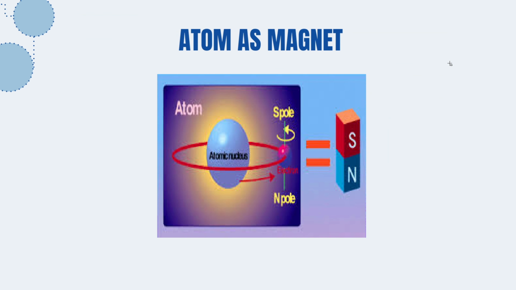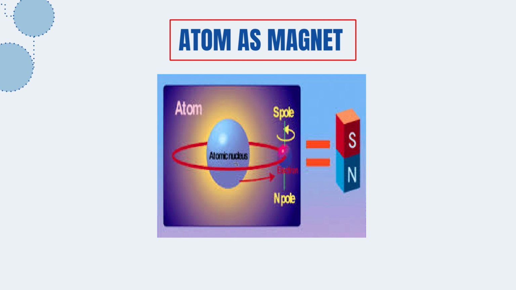After that, there is one very crucial bullet point that we have to remember throughout this chapter: an atom is considered a tiny magnet. Whenever we use the term atom in this chapter, it means we are referring to that atom as a tiny magnet.